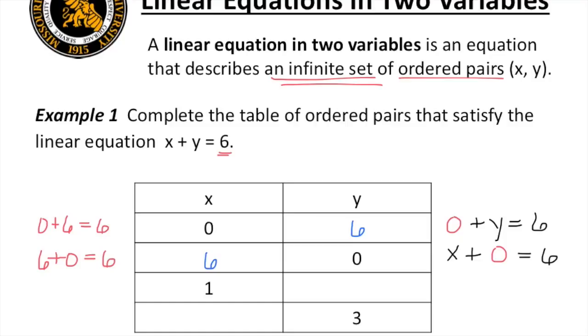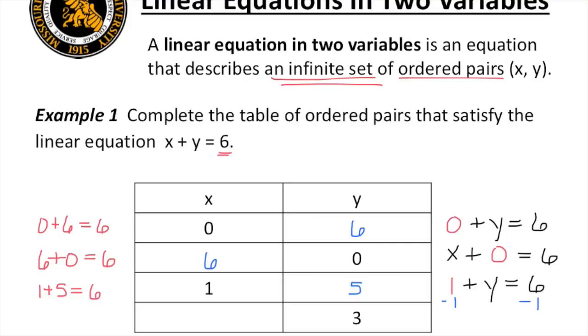In the next row, we're told to replace x with the number 1. So now we have the equation 1 plus y equals 6. And subtracting 1 from both sides to solve for y, we find out that y equals 5. And notice that 1 plus 5 does equal the 6 that we need it to.